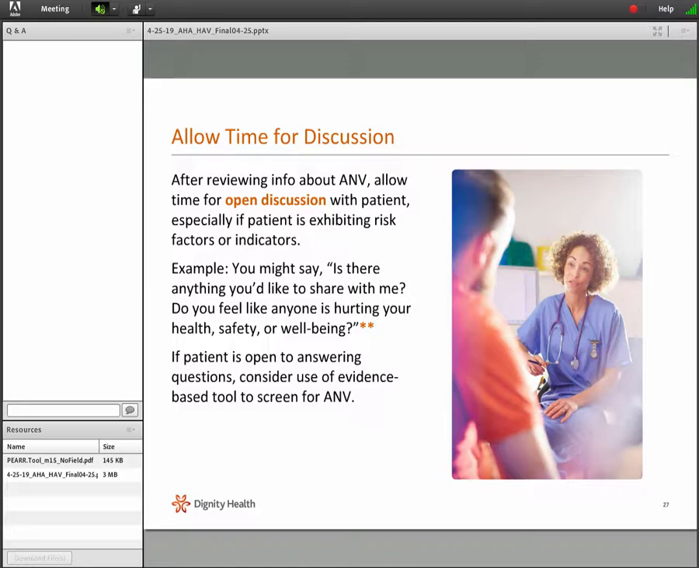Allow time for discussion. So after reviewing the information, allow time for open discussion, especially if the patient is exhibiting risk factors or indicators, and especially if you work in a setting that offers long-term care and services like a clinic or a physician's office where you have that extra time to discuss with your patient. So another example statement, is there anything you'd like to share with me? Do you feel like anyone is hurting your health or well-being? And if the patient is very open to conversation and questions, then it may be at this point you may want to consider a screening tool or an assessment tool.